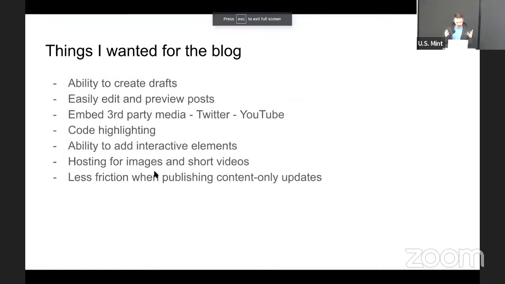So bringing this back to the blog, the things that I wanted for the blog were the ability to create drafts, which GitHub makes pretty straightforward, easily edit and preview posts, embed third-party media like Twitter and YouTube, code highlighting, the ability to add interactive elements, and posting images and short videos. And then this last point that was kind of brought up: content-only updates, less friction.